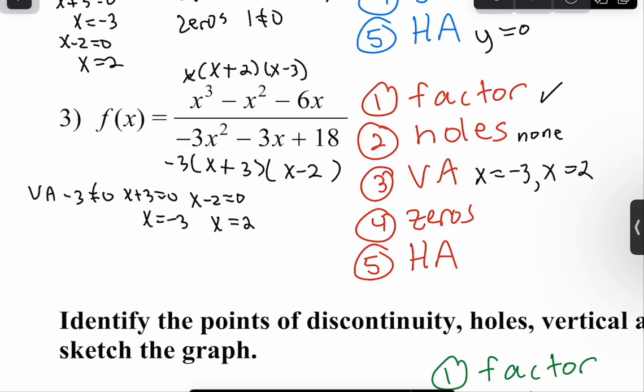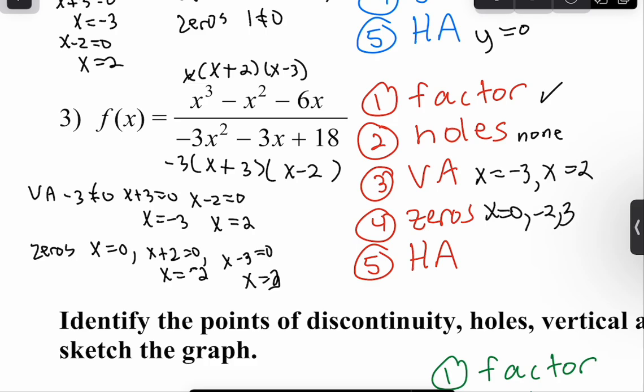Now, the zeros occur where the top of our fraction equals 0. So that would be where x equals 0, x plus 2 equals 0, and x minus 3 equals 0. So we have a 0 at 0, -2, and 3. Sorry, that looks so ugly. So our graph hits the x-axis at 0, -2, and 3.